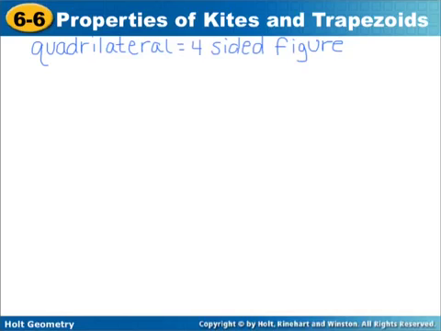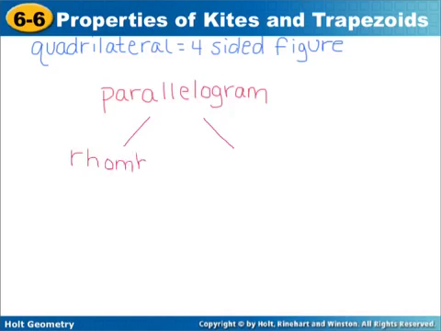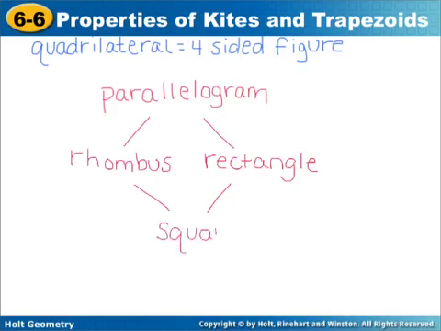And the first major quadrilateral we talked about was the parallelogram. And then after we talked about all of the properties that a parallelogram has, we talked about two main types of parallelograms. There's the rhombus, which has four congruent sides and is a type of parallelogram. And there's the rectangle. Okay. And if you cross a rhombus and a rectangle, you get a square. So a square is also a type of parallelogram.